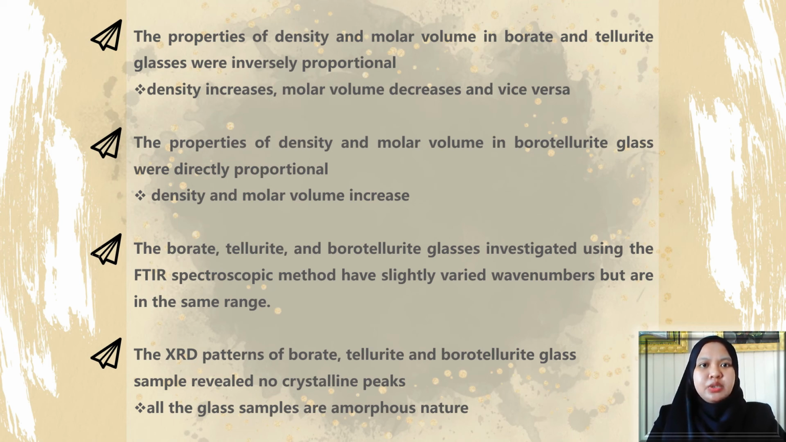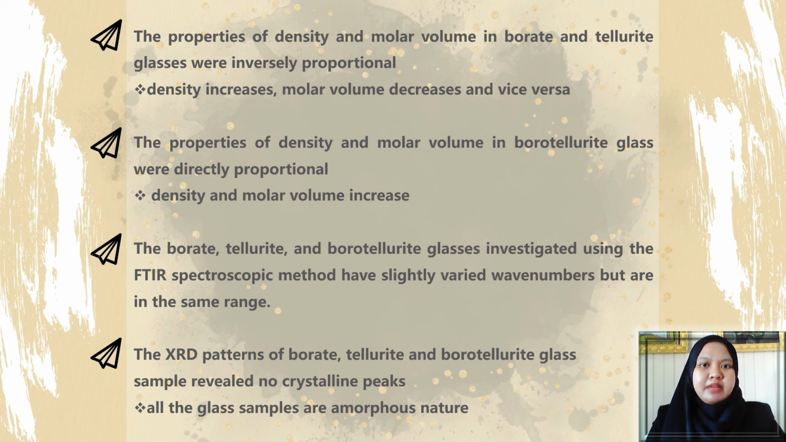This might be due to the size of particles for each glass composition, the compactness of the glass network, and the increasing number of non-bridging oxygen in the glass structure. Next, the properties of density and molar volume in borotellurite glass were directly proportional, which indicates the molar volume increased as density increased. The increase in molar volume was most likely affected by the development of free volume in the glass sample.